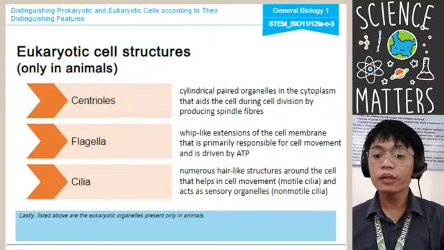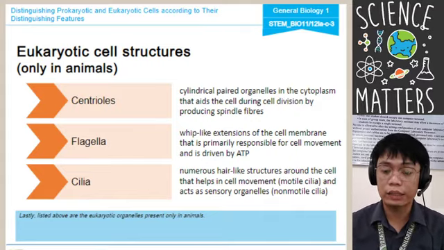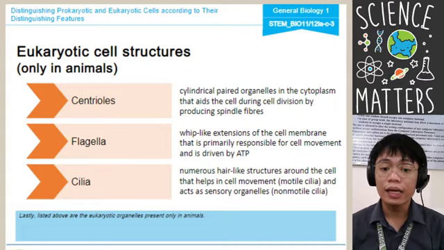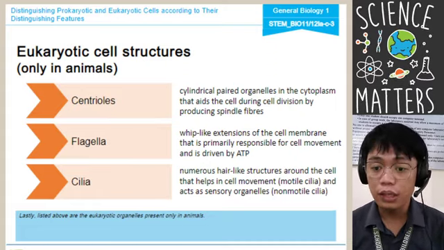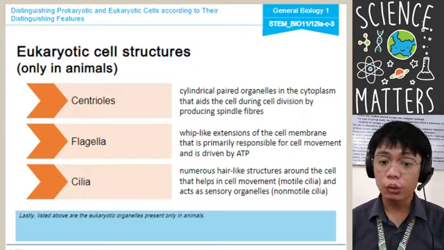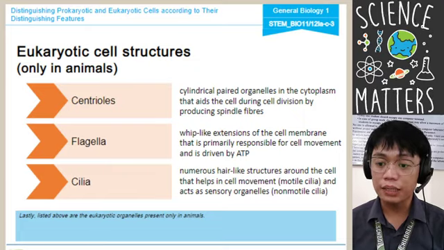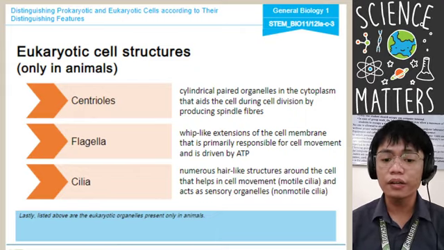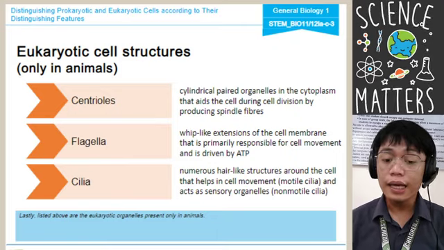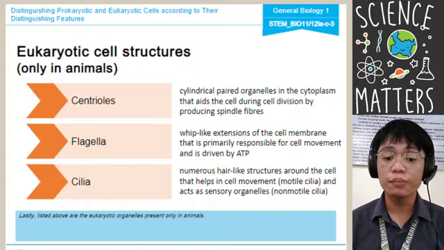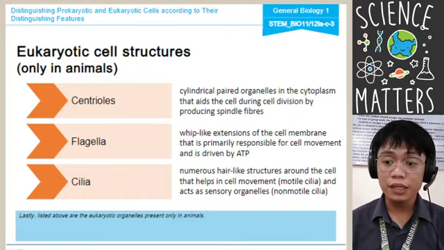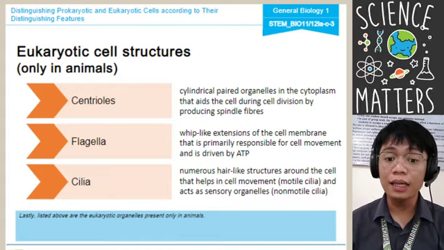Next are the structures found only in the animal cell. We have the centrioles, flagella, and cilia. Centrioles are cylindrical paired organelles in the cytoplasm that aid the cell during cell division by producing spindle fibers. The spindle fiber is where the chromosomes are attached, and it helps in the separation during cell division. So it only happens in the animal cell.